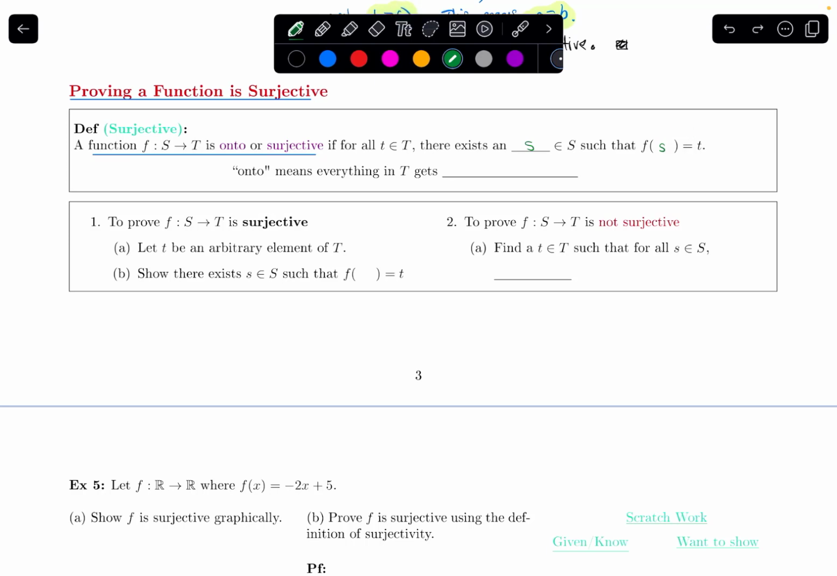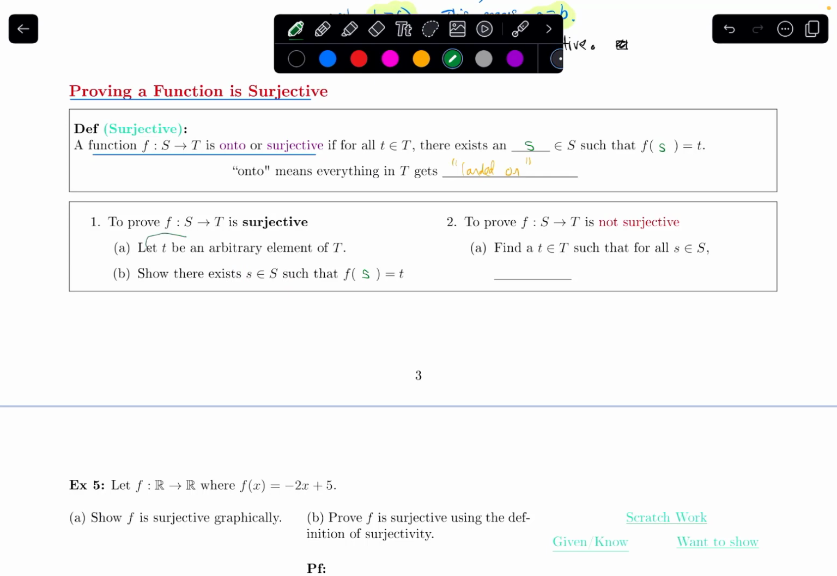So there has to be some input that gets me that output. That needs to be true for all of the outputs in the codomain. Another way of saying that is that everything in the codomain gets what I call landed on. There's something in the domain that, when I plug it in, will get me to that thing in the codomain. So to prove a function is surjective, my structure is I let lowercase t be an arbitrary element of the codomain. And then what I want to do is show there exists an element s in the domain such that f of s will be equal to t.